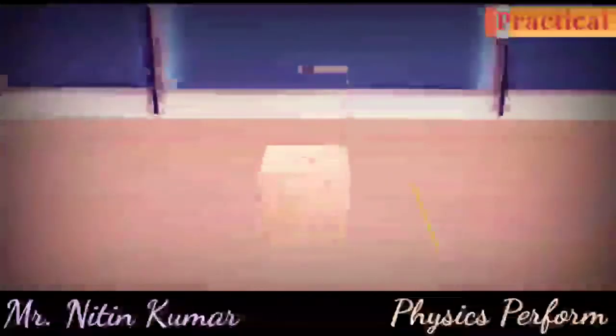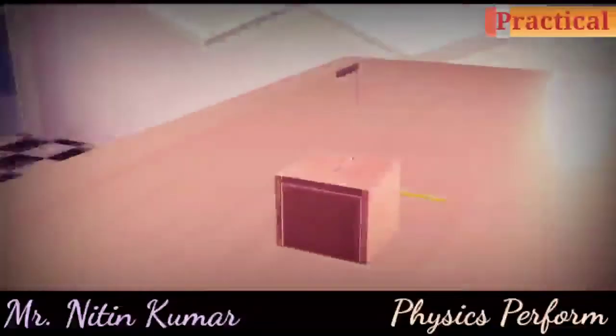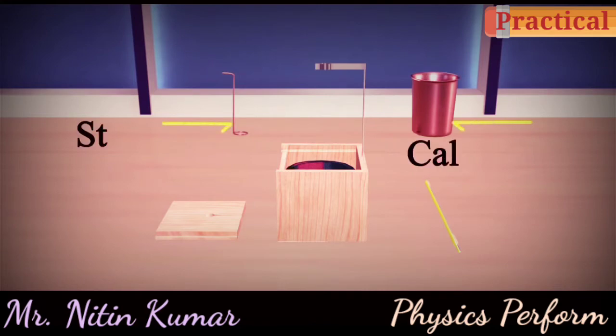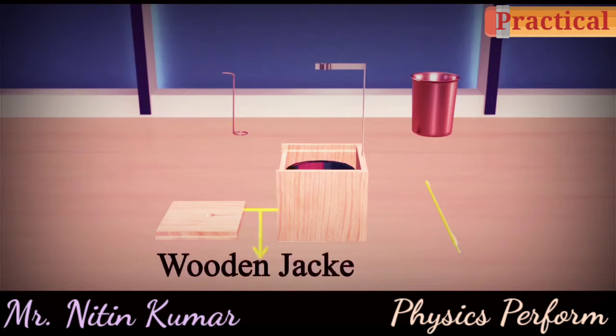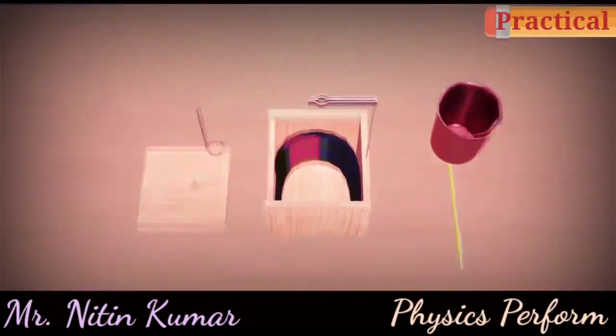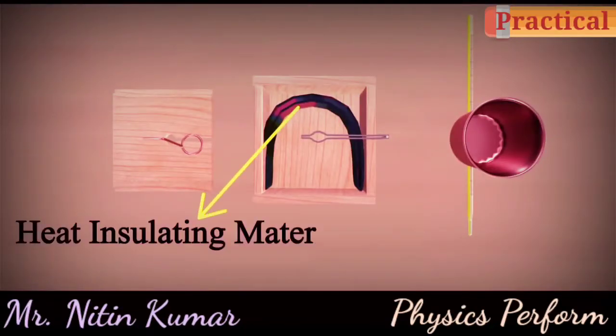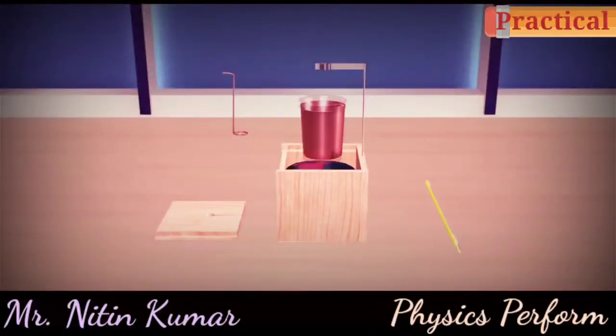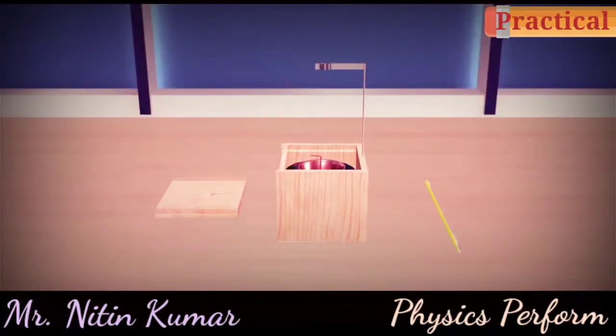Calorimeter is nothing but a device which is used in the measurement of heat to determine specific heat and latent heat. Now, let us see what a calorimeter consists of. Calorimeter consists of a metallic vessel and a stirrer of the same material, usually copper. This vessel is placed inside a wooden jacket which contains heat insulating material, usually wool. This setup ensures that the calorimeter is thermally insulated from surroundings.